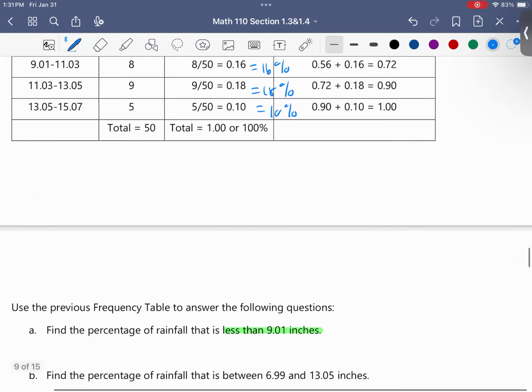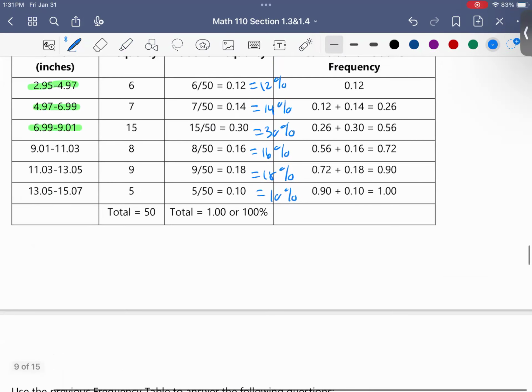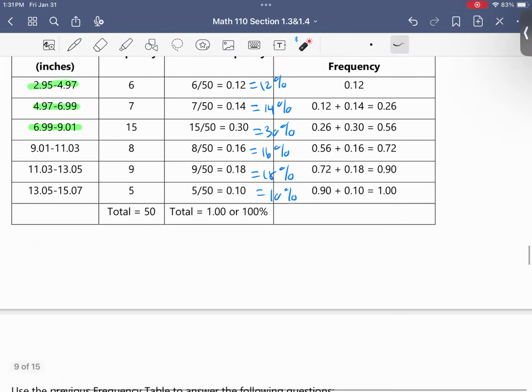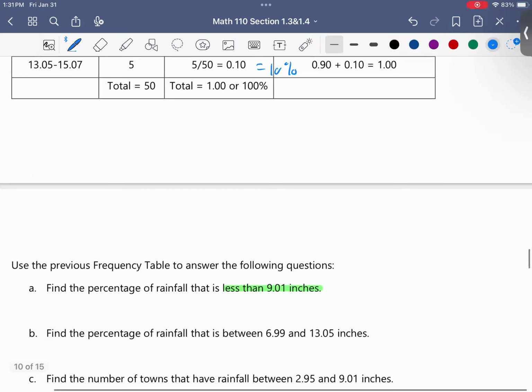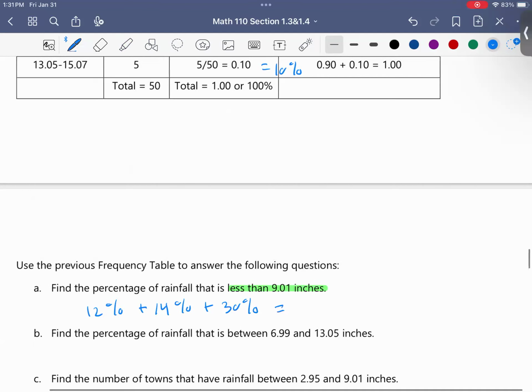So find the percentage of rainfall that is less than 9.01. So all we're going to do is add up 12%, 14%, and 30%. Those are all the percentages less than. So let's go ahead and do that. So this is 12% plus 14% plus 30%, which equals 56%.